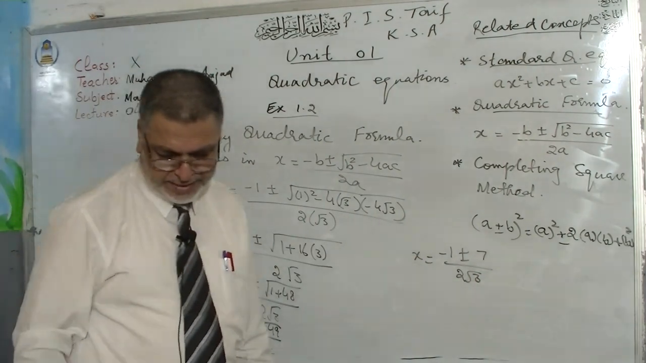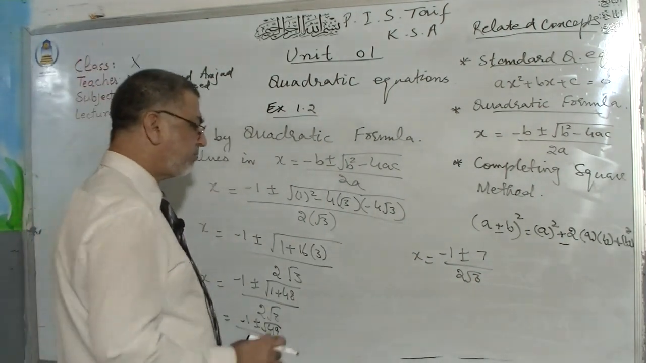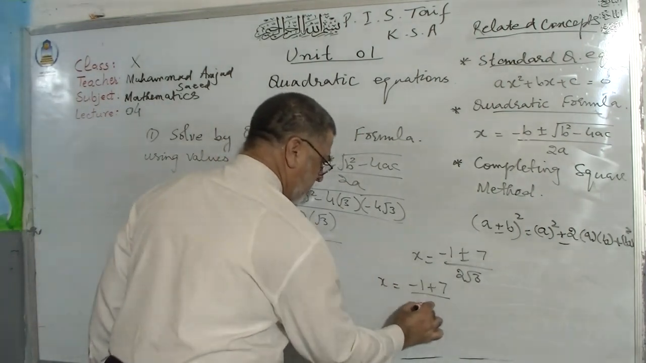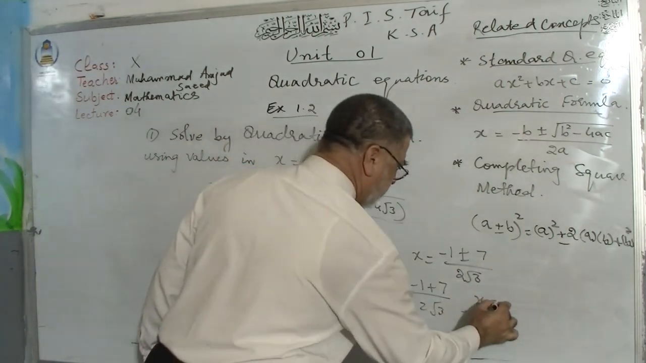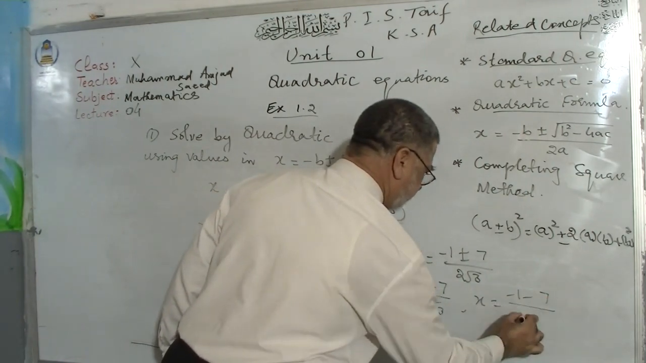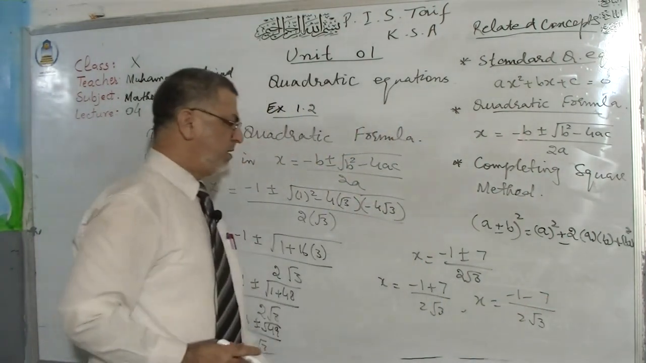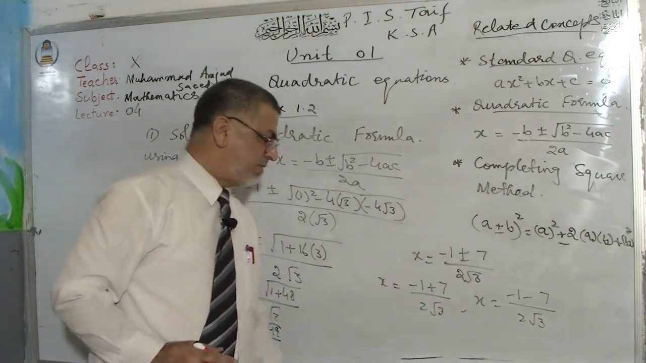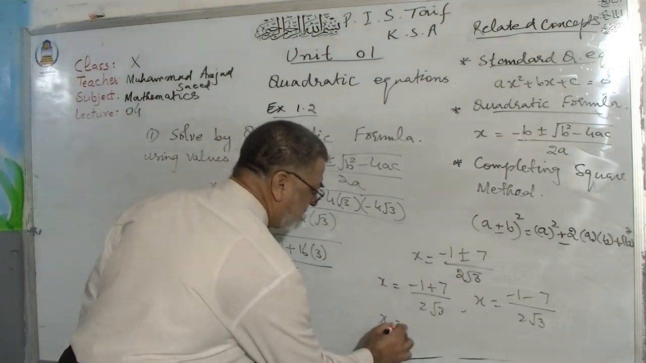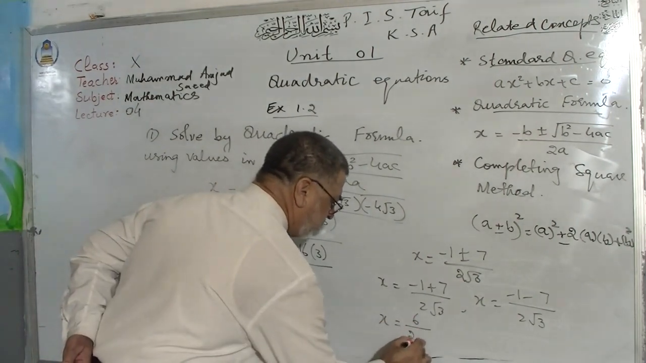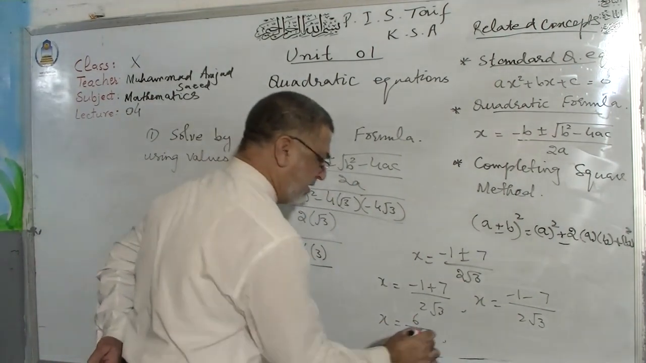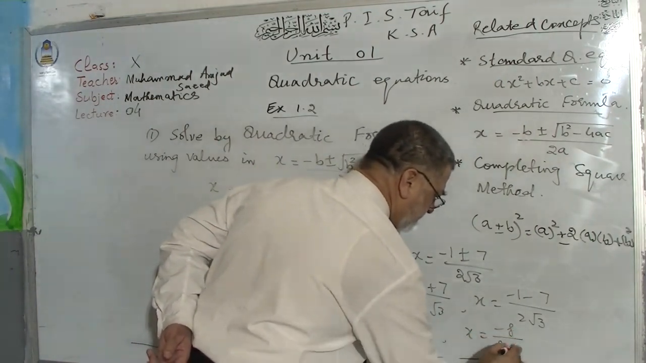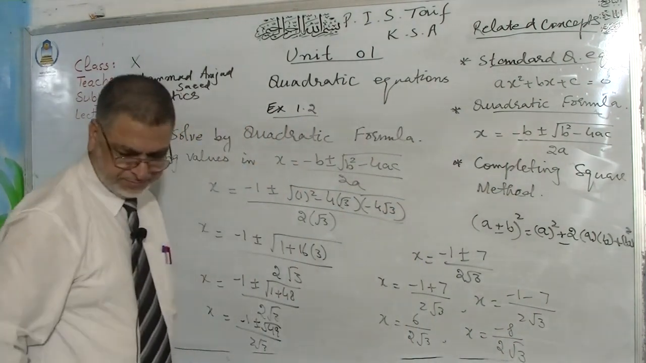Dear students, we have one positive and one negative. Minus 1 plus 7 over 2 times 3, and minus 1 minus 7. Here x is equal to 6 over 2 times 3. Here x is equal to minus 8 over 2 times 3.